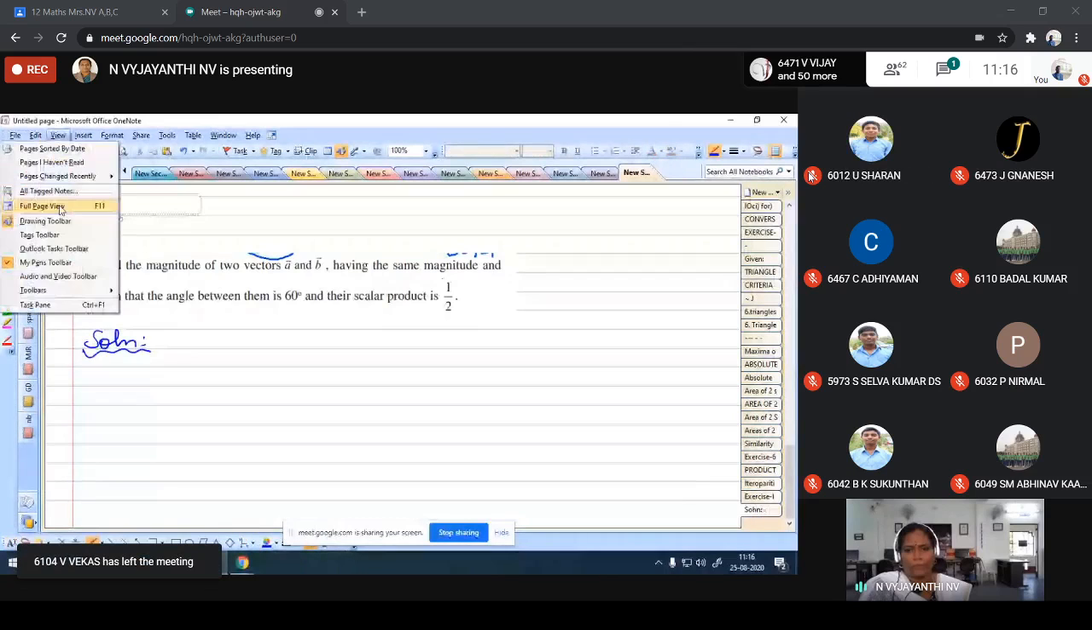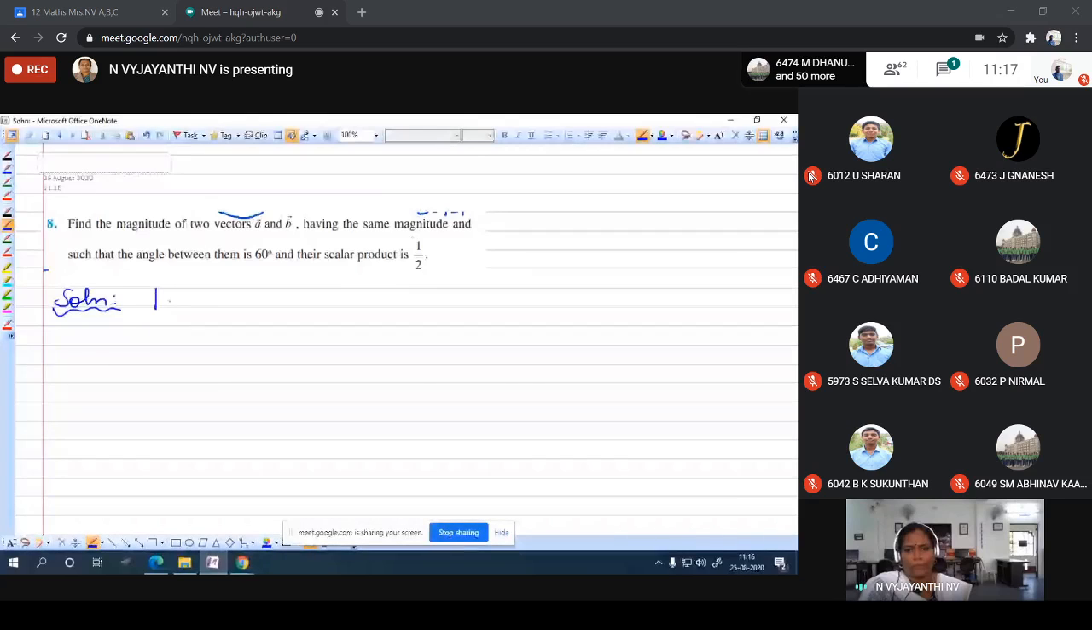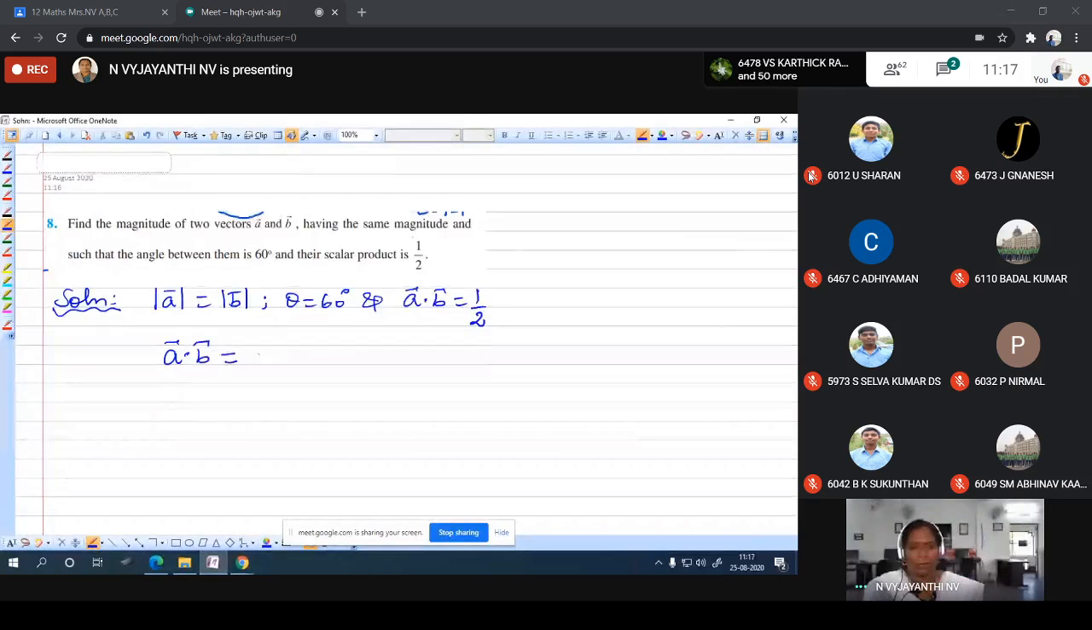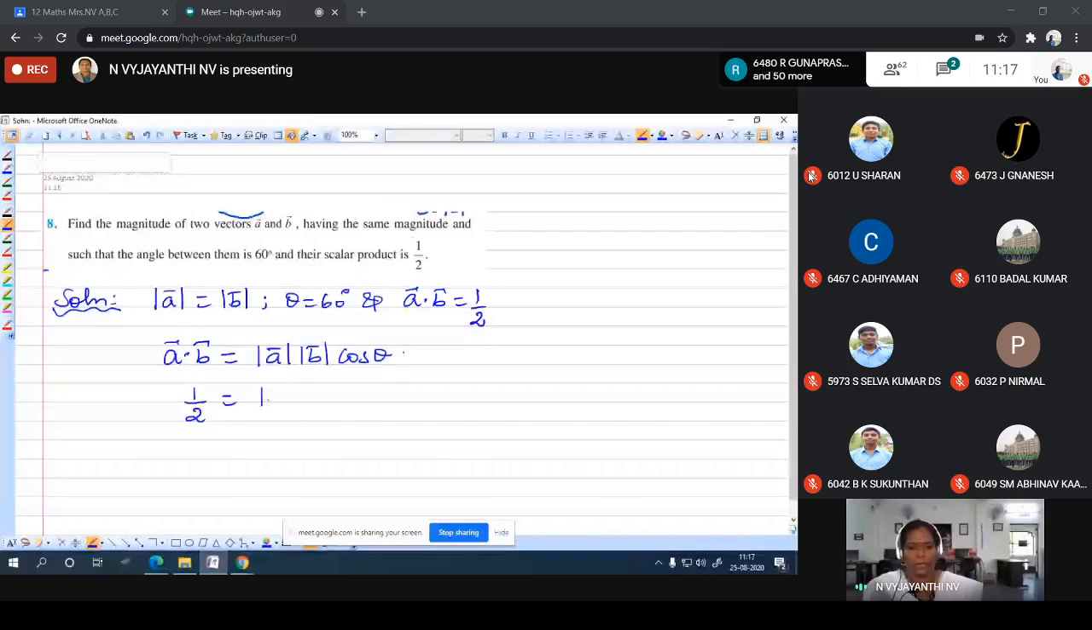So modulus of A is equal to modulus of B, theta is 60 degrees and A dot B is equal to 1 by 2. If you apply the dot product formula, we have modulus of A modulus of B into cos theta. Already they have given A dot B as 1 by 2, and the modulus of A and B are both equal. So instead of modulus of B, I am writing modulus of A cos 60. What is cos 60 degrees? 1 by 2.